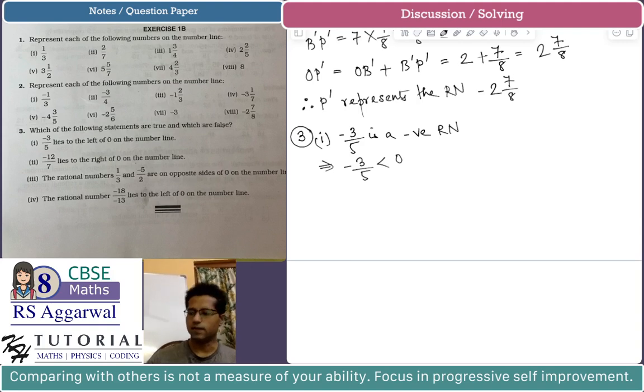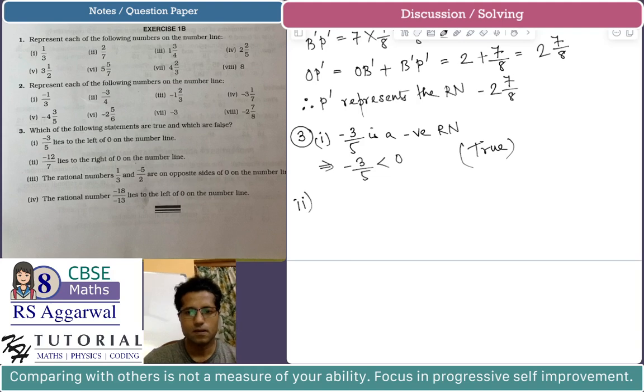And we also know that any number less than 0 is always marked on the number line to the left hand side of origin O, and any number which is positive is marked on the right hand side of the origin O on the number line. So part 1 says that minus 3 by 5 lies to the left of 0 on the number line, which is true, since minus 3 by 5 is definitely less than 0, and any number less than 0 is marked to the left hand side of origin O on the number line.